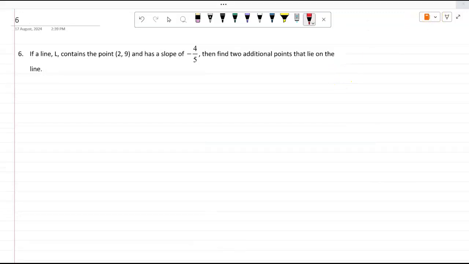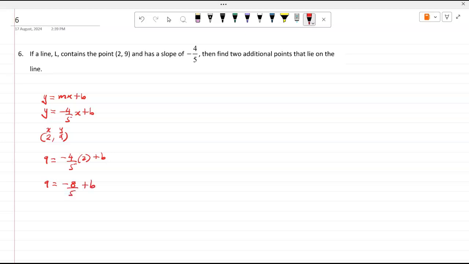Okay. So first you write y is equal to mx plus b. And now I need to find my b value. So here this is y equals minus 4 over 5 x plus b. To find my b value, I substitute these two values, so 9 is equal to minus 8 over 5 plus b. So 9 plus 8 over 5 is equal to b.